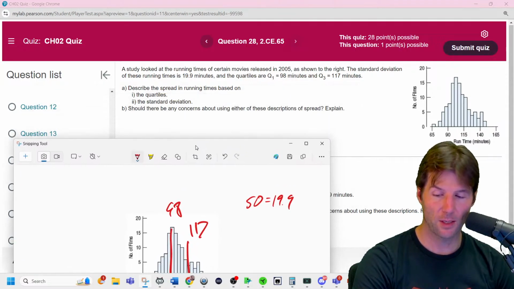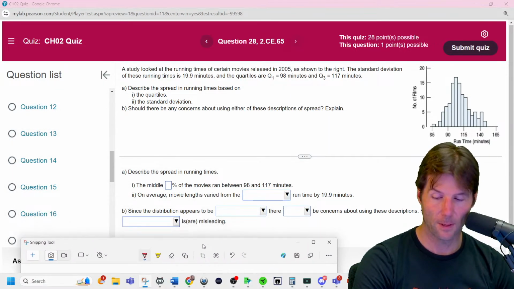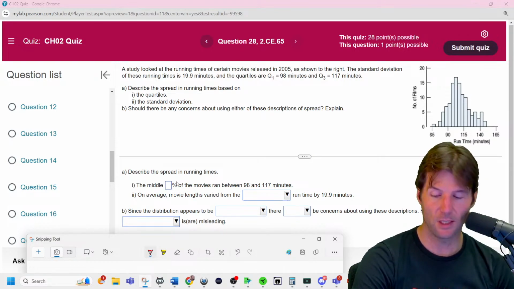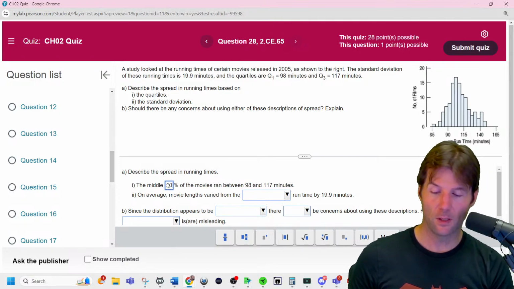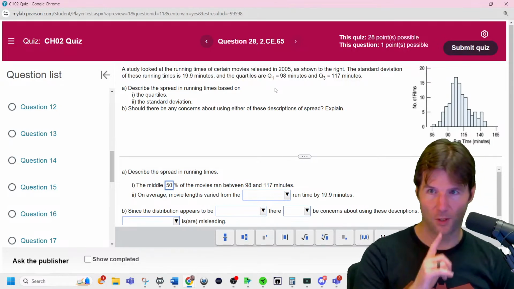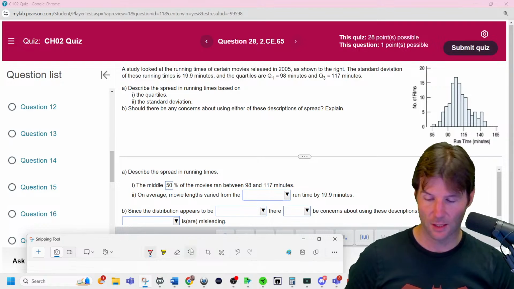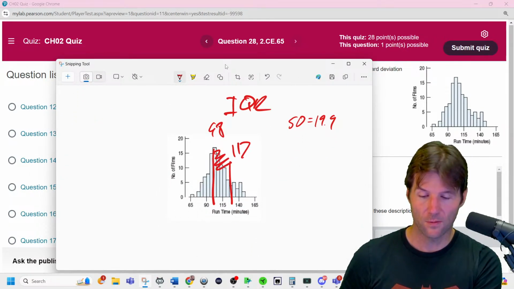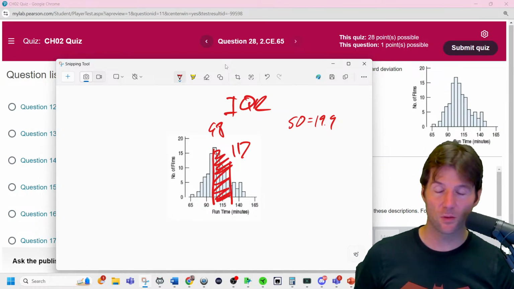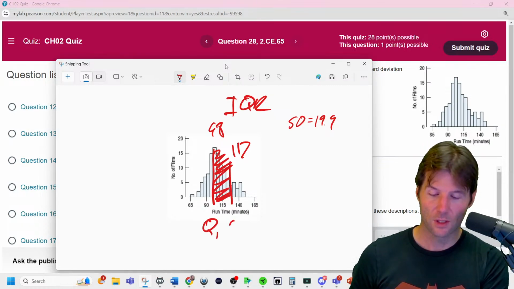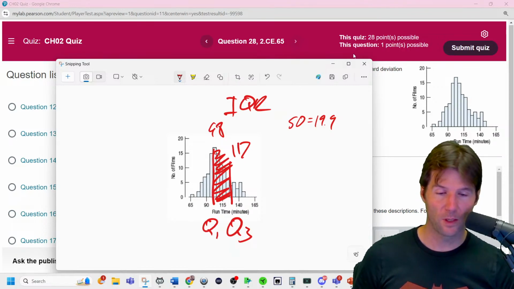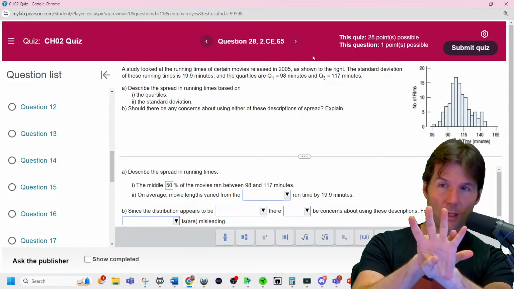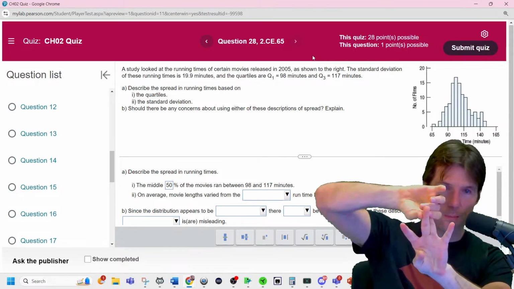Describe the spread in running times on the quartiles. Okay. The middle 50%, that's what the IQR is, goes between 98 and 117, a measure of 19. Q1 to Q3 is the middle 50%, and that is known as the IQR. The middle 50% of the data is contained from Q1, which they gave us, to Q3. Think of 3/4, 1/4. The middle 50% is between your Q1 and Q3. If you had 4 quarters, Q1 would be here, Q3 would be here, and this is the middle 50%, the IQR.